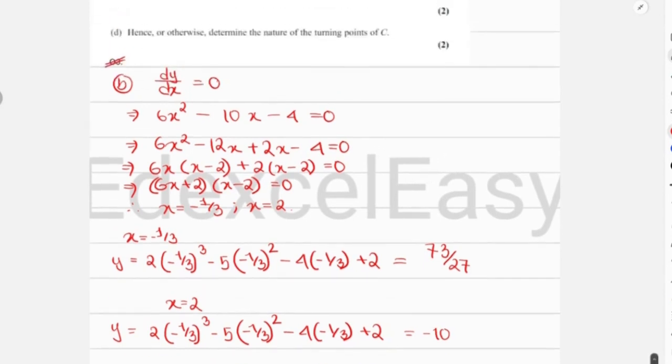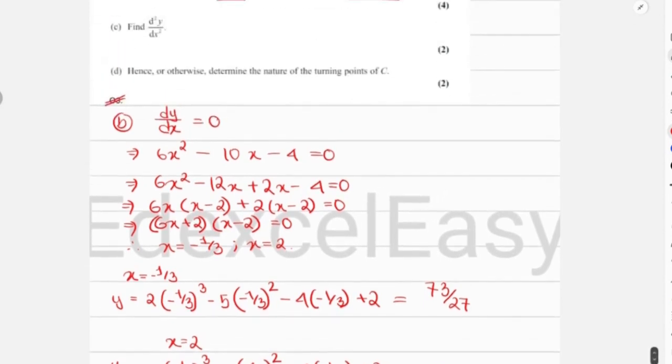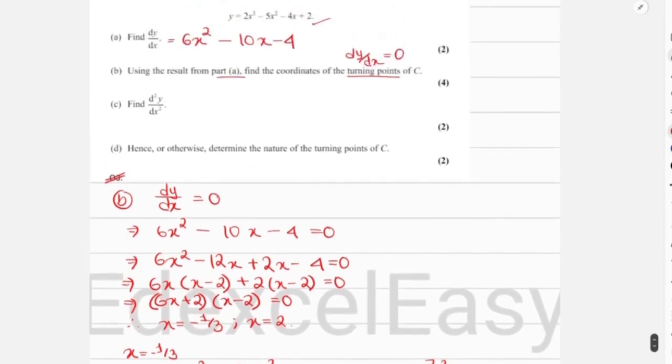Okay, now in part C, they wanted to find out the double differentiated equation, which we can again do over here. 2 comes in front, so it becomes 12x minus 10, right? Yeah, this is the double differentiation equation. Now you need to find out the nature of the turning points, which we explained previously. We're going to substitute the values in the double differentiated equation now, because now your double differentiated equation comes with x, right?